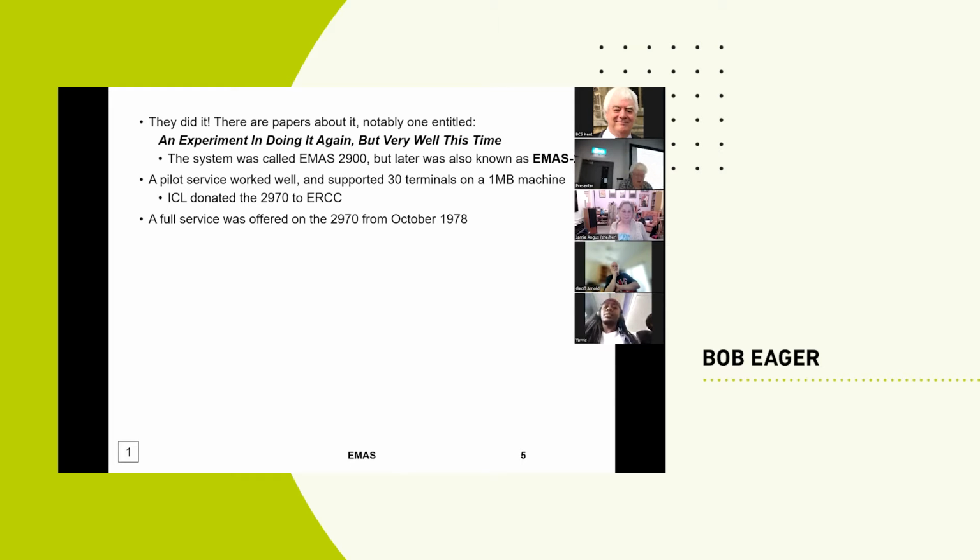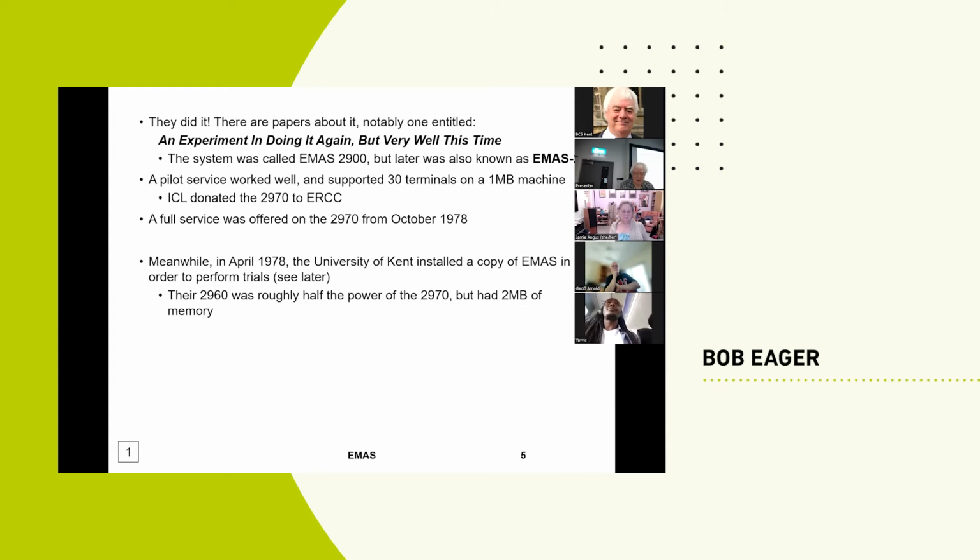Now, the interesting thing about this, as we'll see, is that the University of Kent decided to go with this. We were having real problems. We were running a system called VMEK. VMEK was written in a hurry to basically provide a way of running ICL software on small machines. The 2960 was only 30% of the power of a 2970, so 9% of a 2980, and it had 1 megabyte of memory.